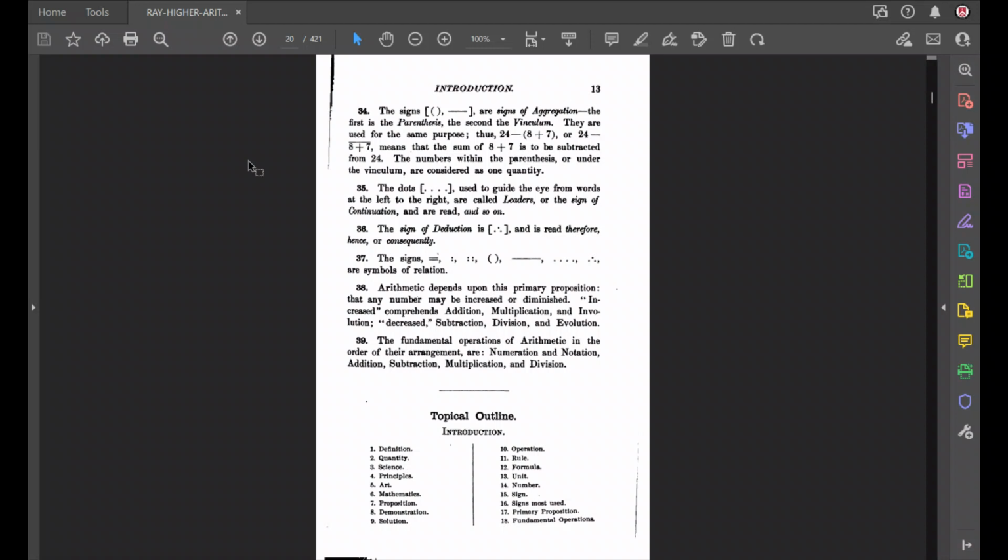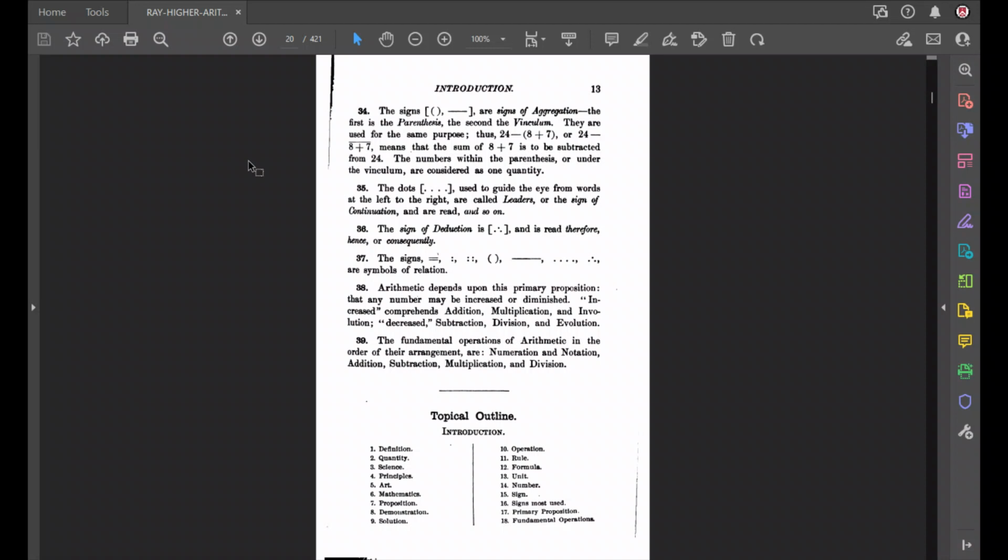So that's all for Article 34. The numbers inside the parenthesis are considered as one quantity, so they're always to be treated separately first. These dots in our lesson, one of the symbols is 4 dots. They're called leaders, and all that they're used to do is show us that something continues. Okay, dot, dot, dot. You see that in language all the time.